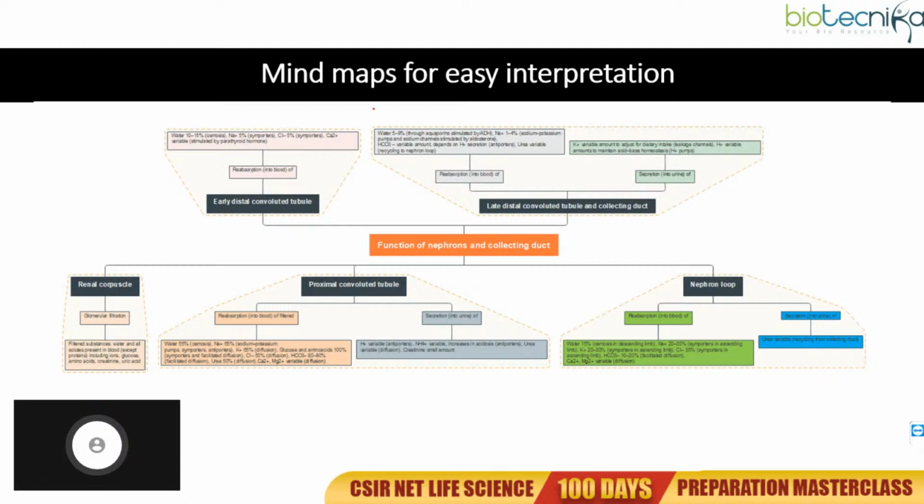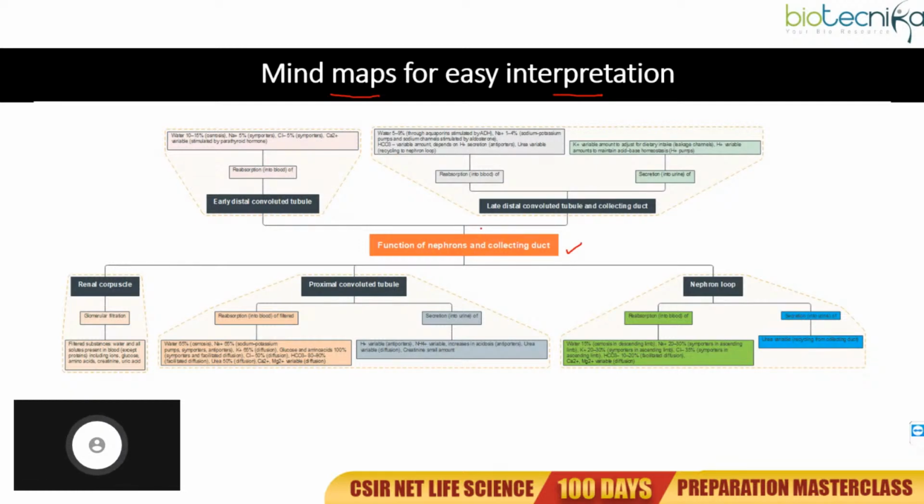Now another important way to be a smart learner is to study by using mind maps. Mind maps help with easy interpretation. So what is a mind map? A mind map is something where you have a topic, and then there are so many things that come under it, and you connect all of them together.